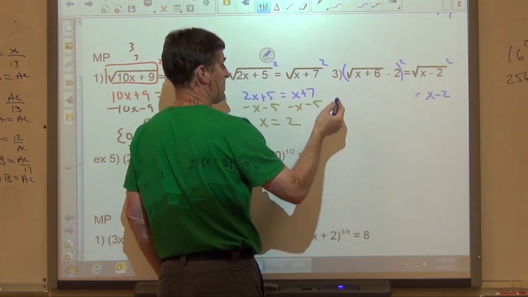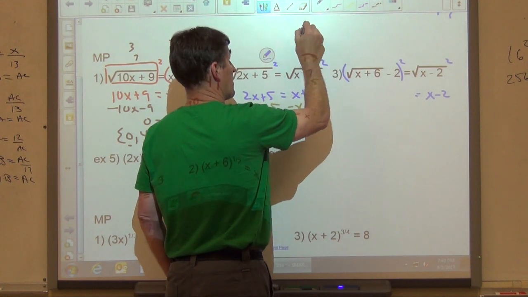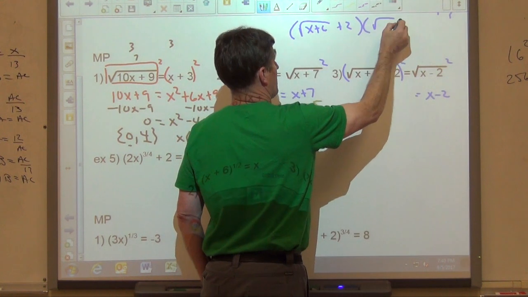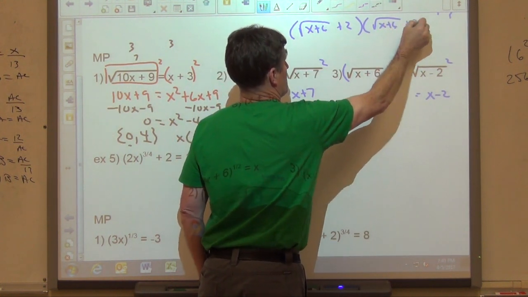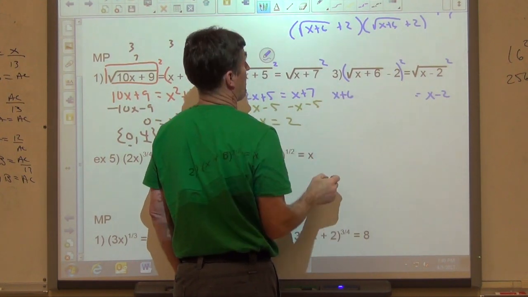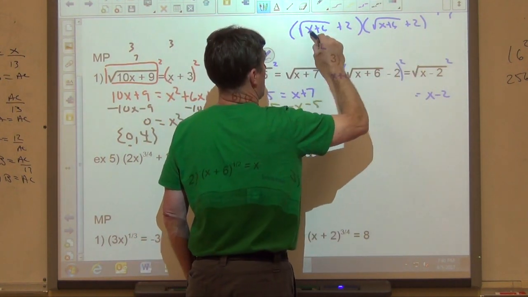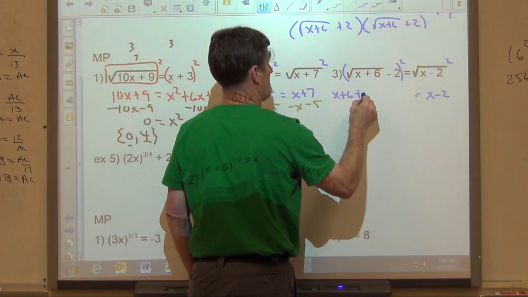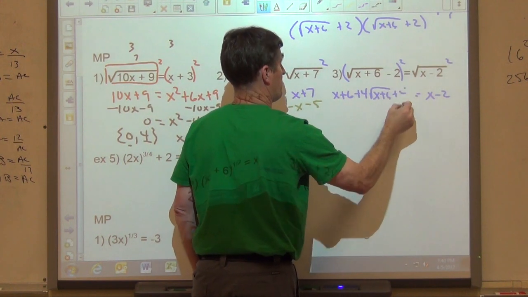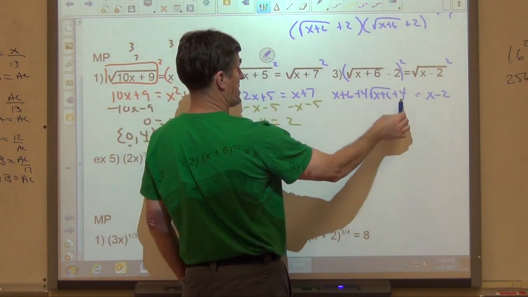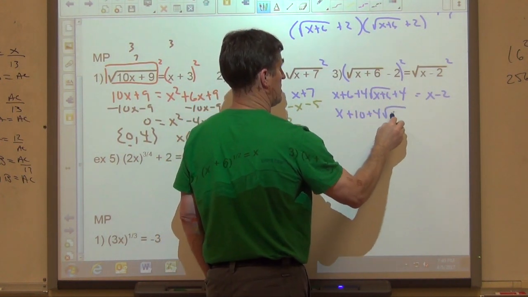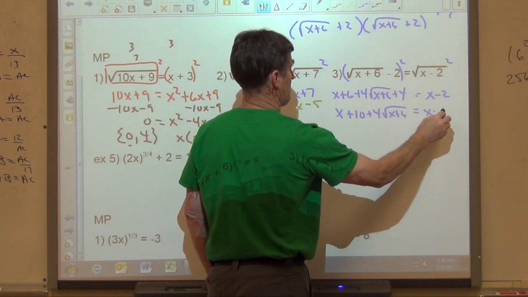But on this side, I have to take the square root of x plus 6 plus 2 times the square root of x plus 6 plus 2. And so the square root of x plus 6 times the square root of x plus 6 is just x plus 6. And then I'm going to get 2 square root of x plus 6 and another 2 square root of x plus 6, so it gives me 4 square root of x plus 6. And then 2 times 2 is 4. So now if we simplify this side, we get x plus 10 plus 4 square root of x plus 6 equals x minus 2.